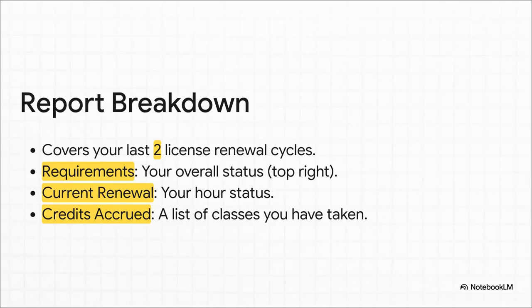The report itself is laid out really logically. It shows not just your current cycle, but the previous one too. Up in the top right, that requirements section gives you the big picture, met or not met. Then, current renewal breaks down your hours. But honestly, the most useful part is probably the credits accrued list at the bottom. It's a detailed list of every single class the state has on file for you.